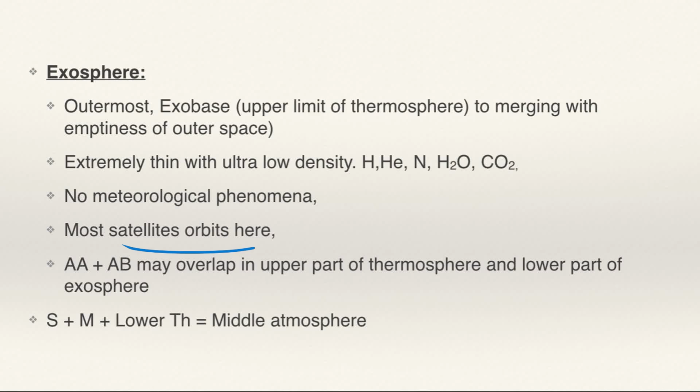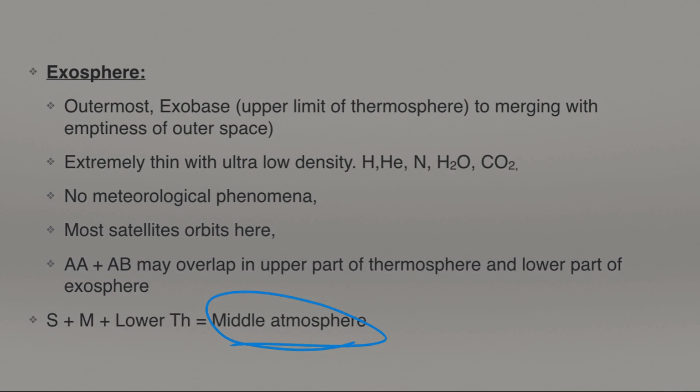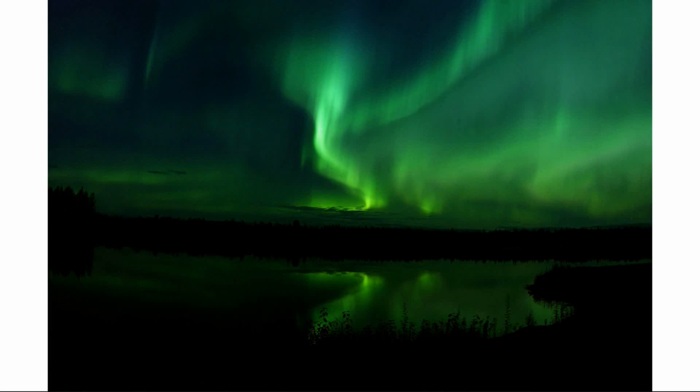Now aurora australis and borealis may overlap in the upper part of the thermosphere. As I've already spoken, they might extend to the exosphere also. Now the stratosphere plus mesosphere plus lower thermosphere is the middle atmosphere. Sometimes they ask this. Now this is aurora australis and borealis. Borealis means north, australis means south.